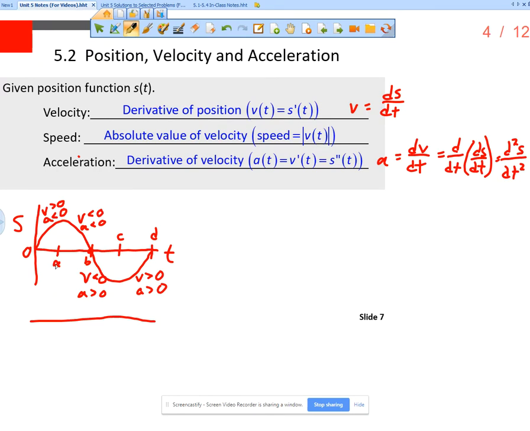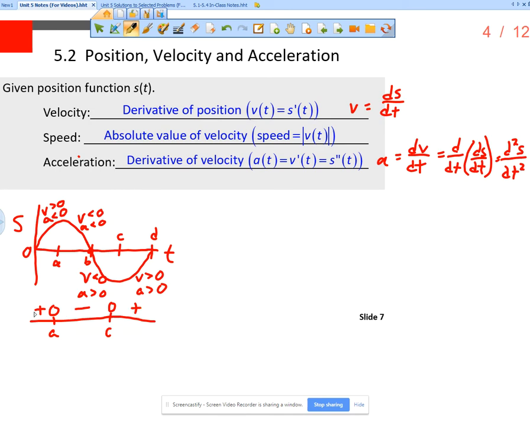All right, so velocity is 0 at A, and it is 0 at C, right? So remember, velocity is the slope of this graph. So it is positive from 0 to A, it is negative from A to C, and it is positive from C to D. So what is actually happening here?